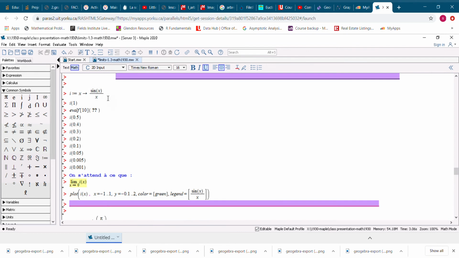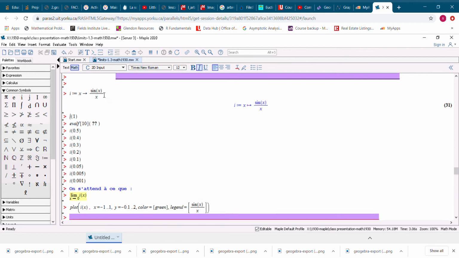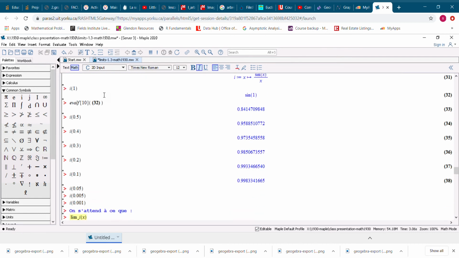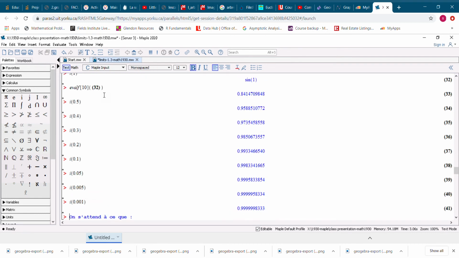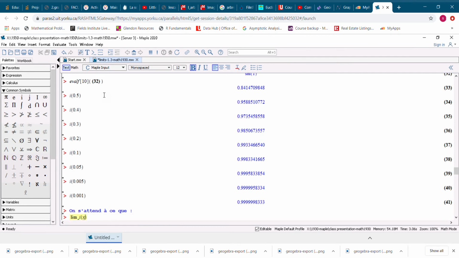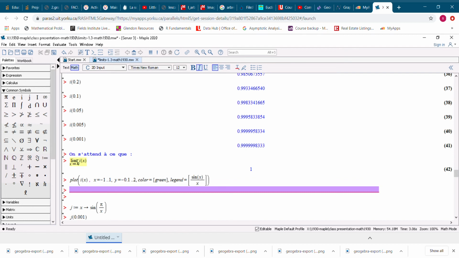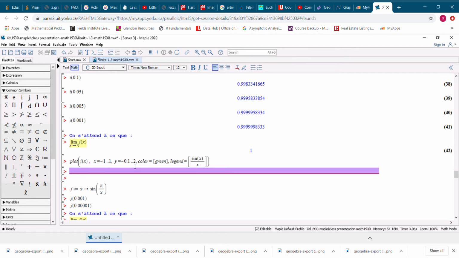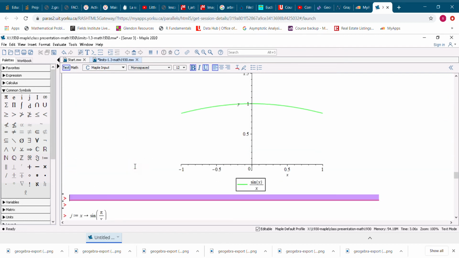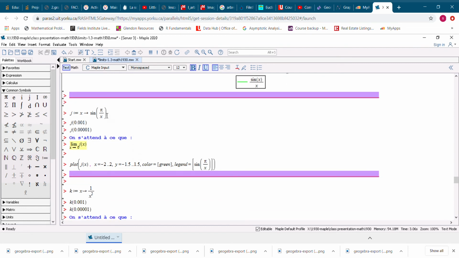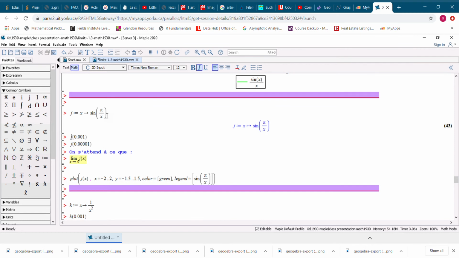Another function, sin(x)/x, also is not defined at 0. Let's look at what is happening close to 0. It seems it is approaching the value 1. If you compute it, the limit is 1. Here is the graph again. Here also the function is not defined at 0.